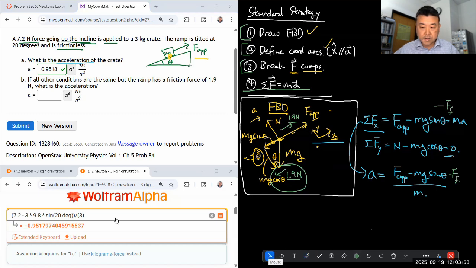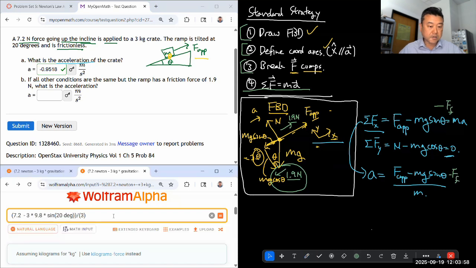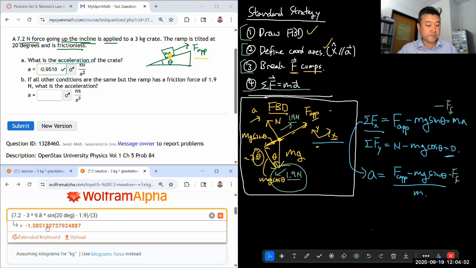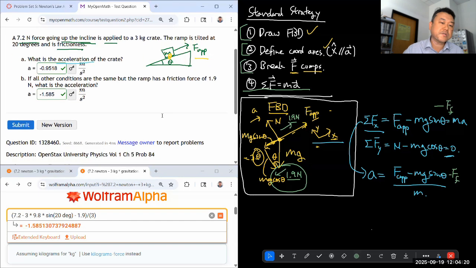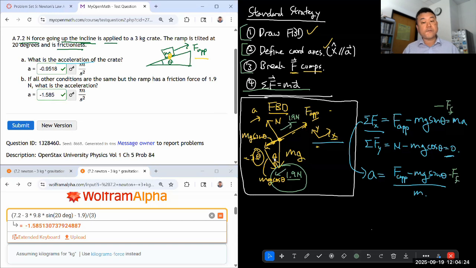So the modification I'm making here would be, okay, I did a minus gravity, or the x component of gravity, and I do minus 1.9 Newton for friction. And I get minus 1.585 for significant figures for 0.1% tolerance. Again, I will look into getting that fixed. And I think it'll grade that as correct. And I think grading that as correct is, I think the question is ambiguous, because someone else could think in a different way.